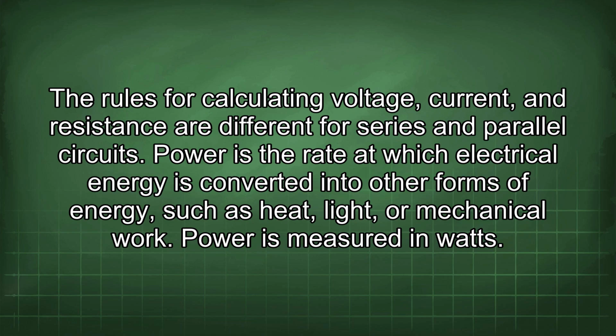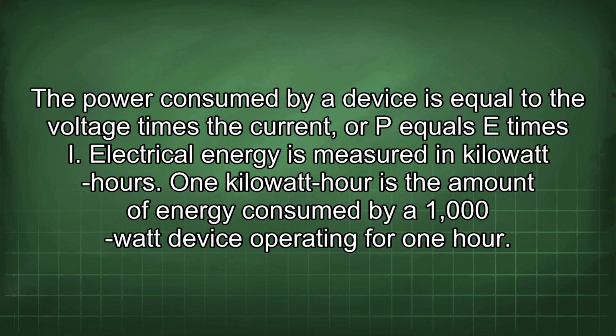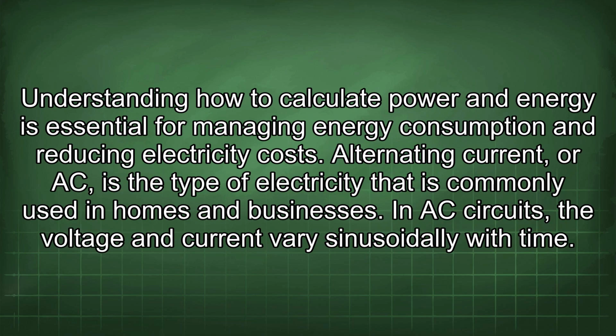Power is the rate at which electrical energy is converted into other forms of energy, such as heat, light, or mechanical work. Power is measured in watts. The power consumed by a device is equal to the voltage times the current, or P equals E times I. Electrical energy is measured in kilowatt hours. 1 kilowatt-hour is the amount of energy consumed by a 1000-watt device operating for 1 hour. Understanding how to calculate power and energy is essential for managing energy consumption and reducing electricity costs.